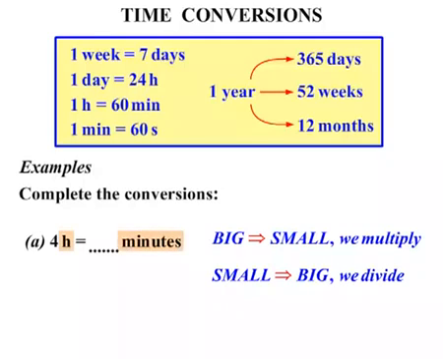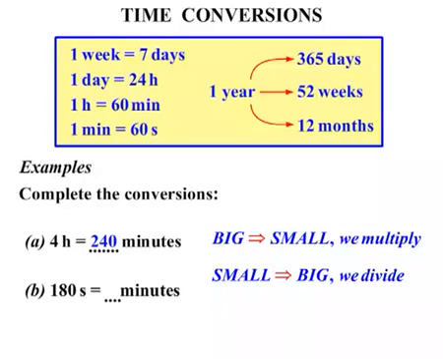So in this case, we've got hours and minutes. We work out what's the connection. We can see that 1 hour is 60 minutes, so we're going to be working with a factor of 60. And we are changing from hours to minutes. So we're changing from something bigger to something smaller, so we're going to multiply. So we multiply by that 60. So we have 4 times 60 is 240. So 4 hours equals 240 minutes.